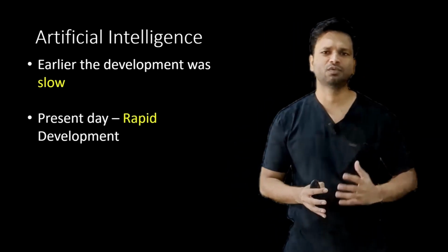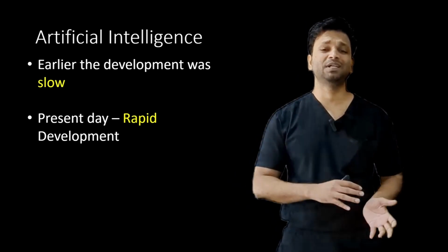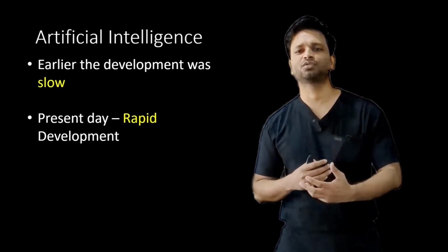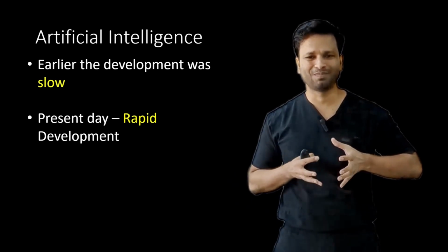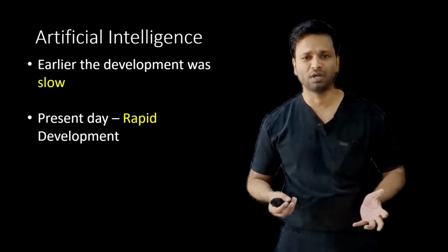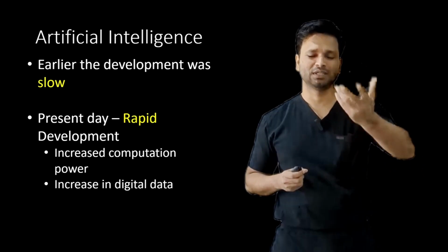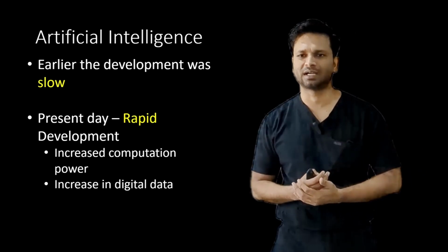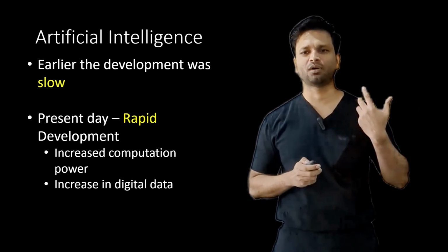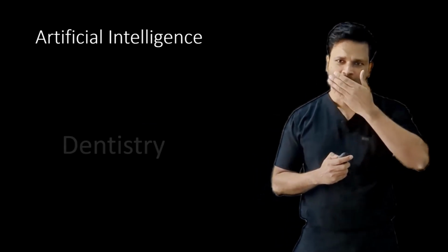The reason for this is that now we have a lot of data that has been digitized and we have easy access to this digital data. And on top of that, to go through these billions of data points, we need a lot of computing power. So these two things, the increase in computation power and the increase in digital data, have caused the rapid development of AI and machine learning.